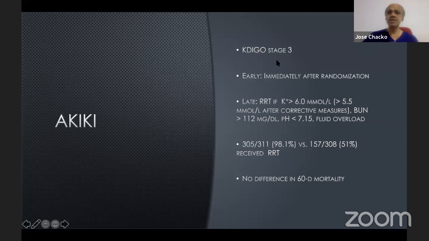Early was as soon as they reached KDIGO stage 3. And in this study, in contrast to the findings of the ELAIN study, they did not find any difference in the 60-day mortality between those who had early versus those who had later dialysis. So the AKIKI study briefly did not show any difference among KDIGO stage 3 patients who underwent dialysis early versus those who underwent dialysis for more conventional indications.